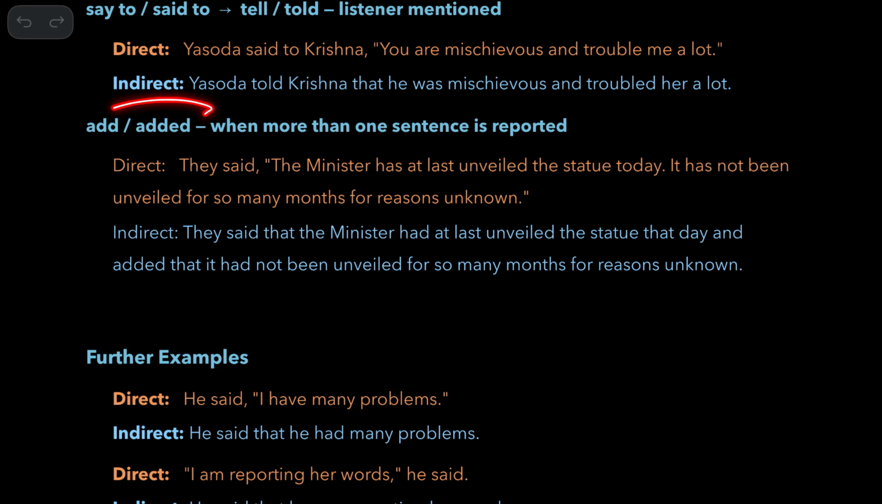So you need to use this either present or past. Since this is the past, you should use past. They said that the minister had at last unveiled the statue that day and added, you see here, added is inserted here to connect them both together, that it had not been unveiled for so many months for reasons unknown.